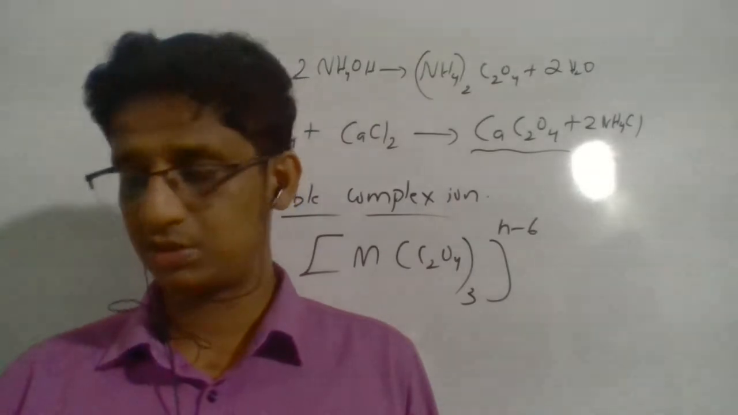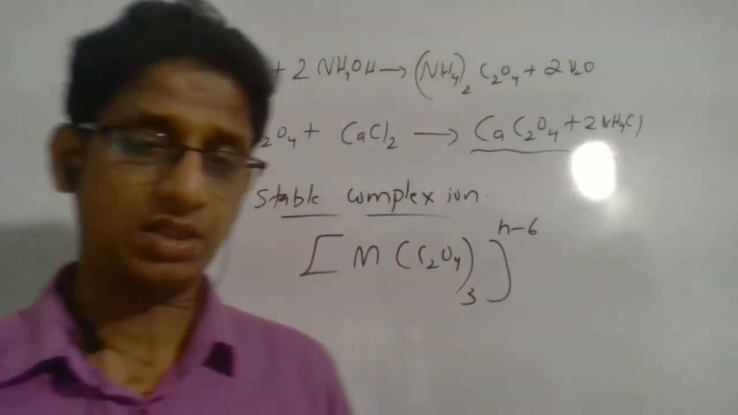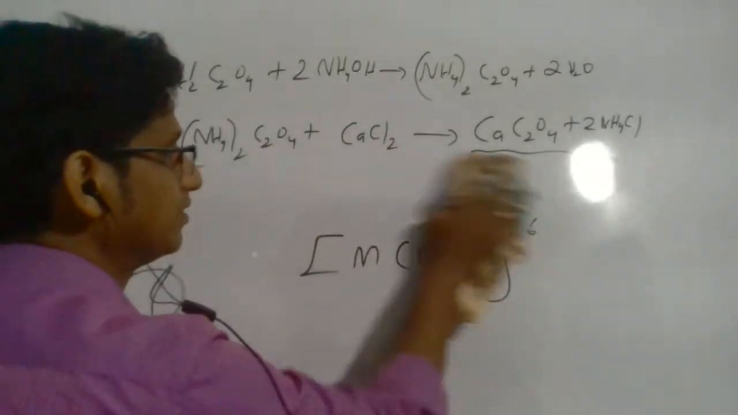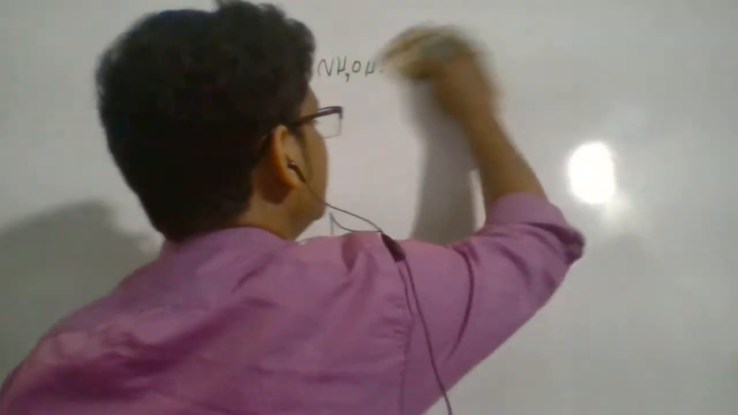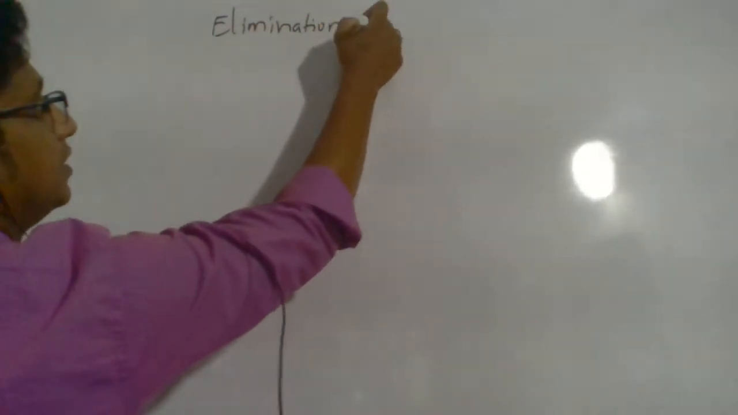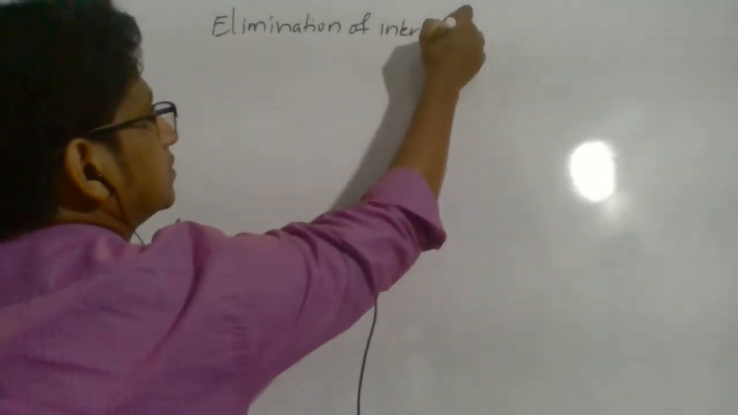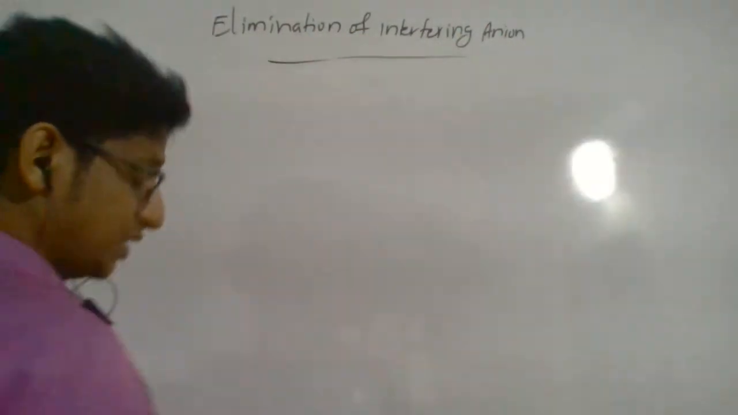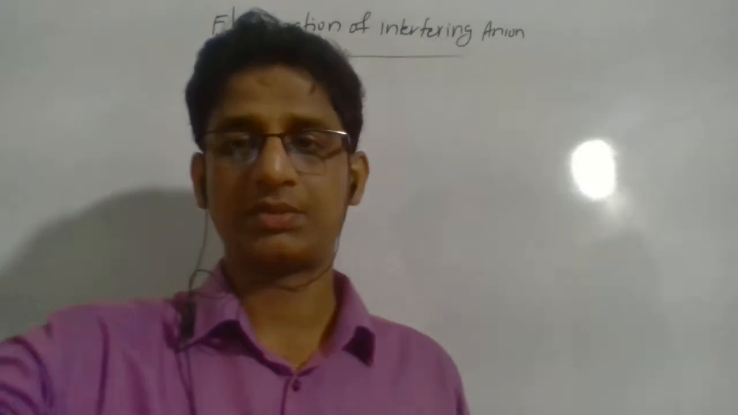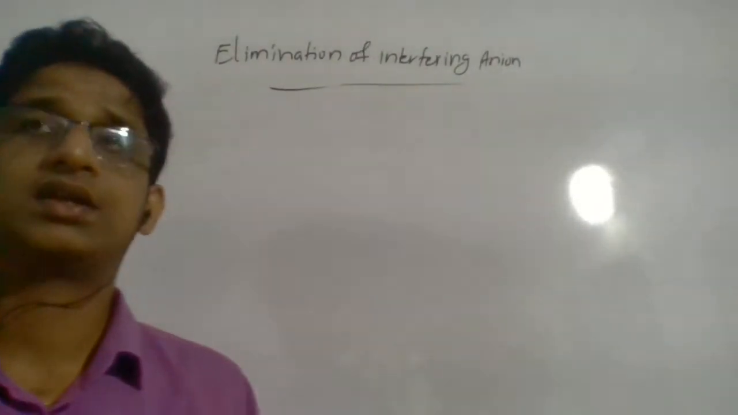Now, as I said, it's very important to eliminate the anions, because they can cause unwanted interference during the cation analysis. So we have to learn the elimination method. How can we eliminate these interfering anions? Elimination of interfering anions. From a theoretical point of view you have to learn this, because sometimes a question can ask how interfering anions can be eliminated.